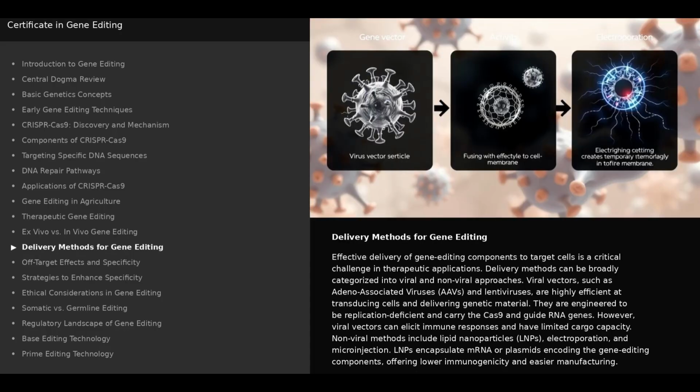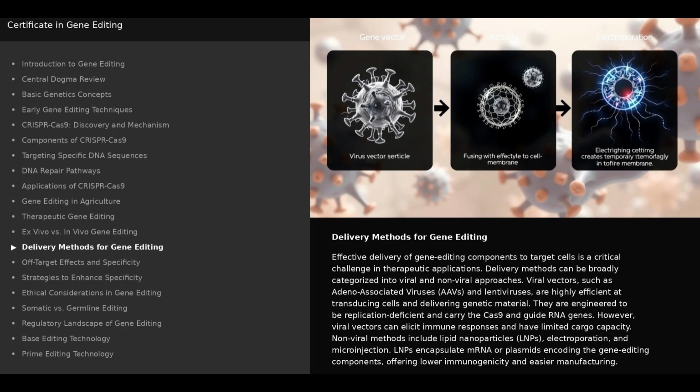Delivery methods for gene editing. Effective delivery of gene editing components to target cells is a critical challenge in therapeutic applications. Delivery methods can be broadly categorized into viral and non-viral approaches. Viral vectors, such as adeno-associated viruses, AAVs, and lentiviruses, are highly efficient at transducing cells and delivering genetic material. They are engineered to be replication deficient and carry the Cas9 and guide RNA genes. However, viral vectors can elicit immune responses and have limited cargo capacity.